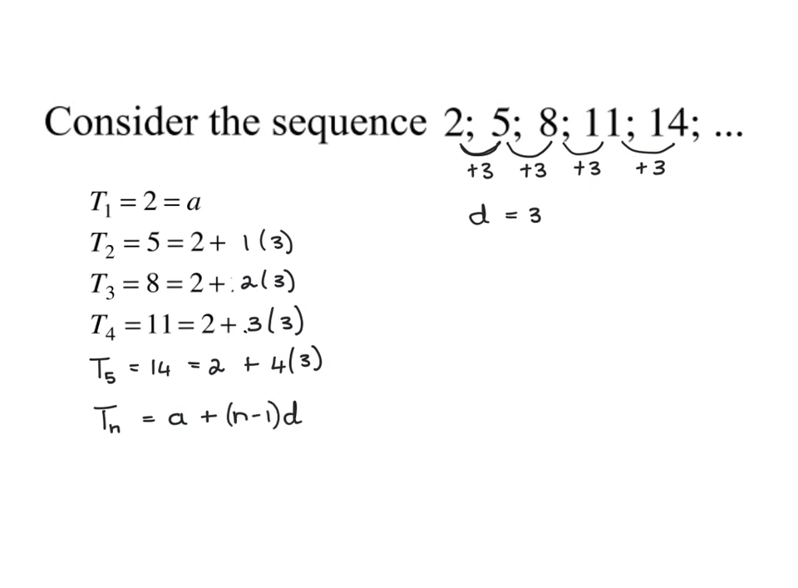Now the nth term is then the first term, A, plus n minus 1 constant differences of D. The general formula for the nth term of an arithmetic sequence is therefore the first term A plus n minus 1 times the constant difference D.